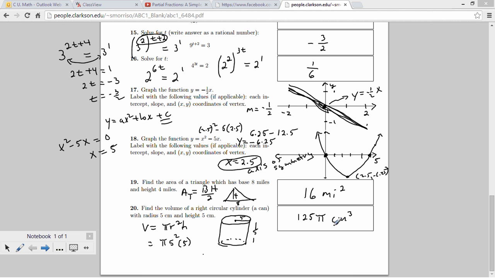So those are the solutions to the ABC test that you had on Friday. If you have more questions about it, we can answer those on Monday.